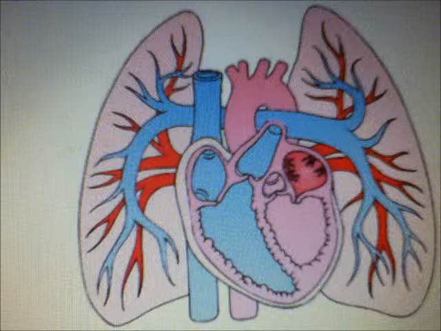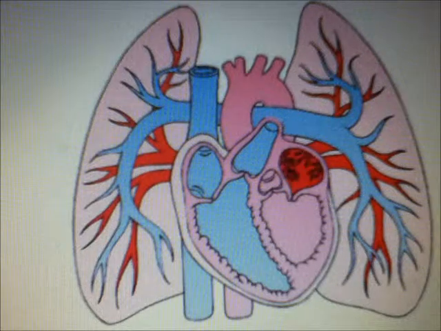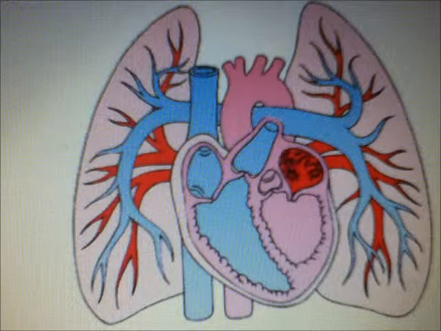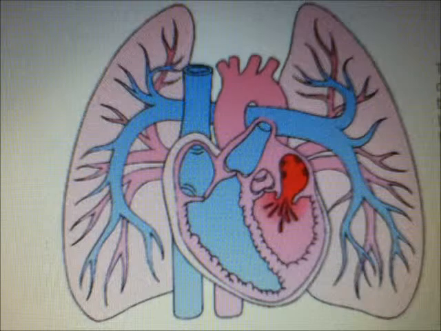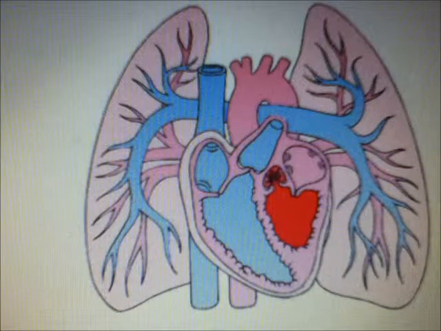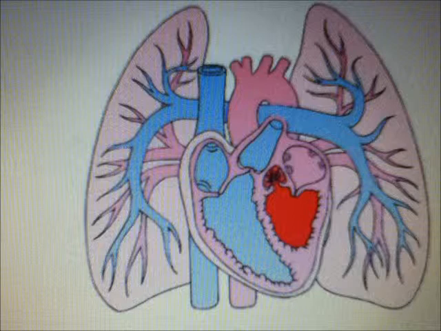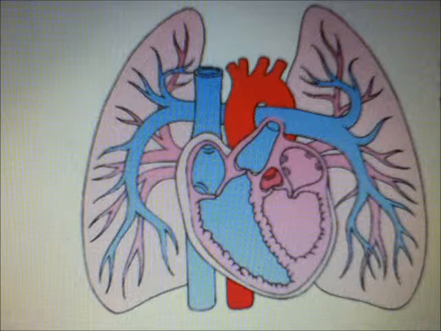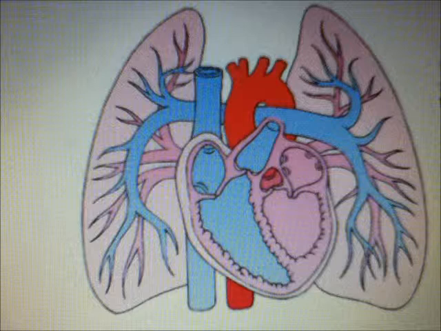Then the oxygenated blood enters the left atrium from the pulmonary veins. Then the blood goes through the mitral valve into the left ventricle. From the left ventricle, the oxygenated blood goes through the aortic valve into the aorta to be transported to the body. If the oxygenated blood must go to the upper parts of the body, it goes through the aorta. If it has to go to the lower parts of the body, it goes through the descending aorta.